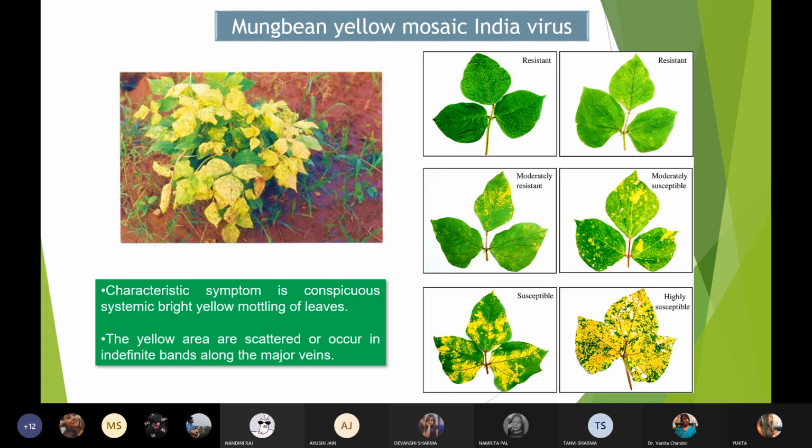This is the mung bean yellow mosaic India virus. In this virus, the characteristic symptom is bright yellow mottling of leaves, and the yellow areas are scattered or occur in indefinite bands along the major veins. Rusty necrotic spots appear in the yellow areas as the leaves mature. Pulses are the major source of protein in the vegetarian diet in our country, that we all know.